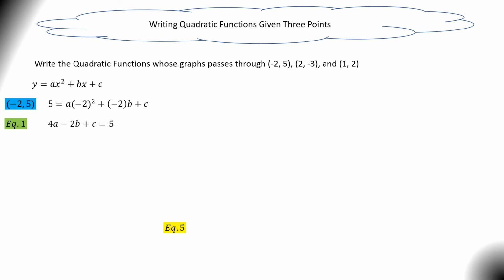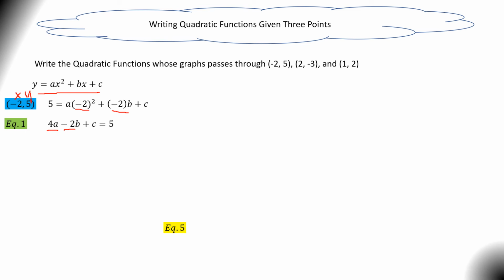Ang value ng x ay negative 2. Ang value ng y ay 5. Ayan po siya. Substitute lang natin gamit itong equation na to. y is 5 is equal to a times x, ang x natin ay negative 2 squared plus negative 2 times b plus c. Then, negative 2 squared is 4 times a is 4a. Negative 2 times b, negative 2b. Plus c is equal to 5.